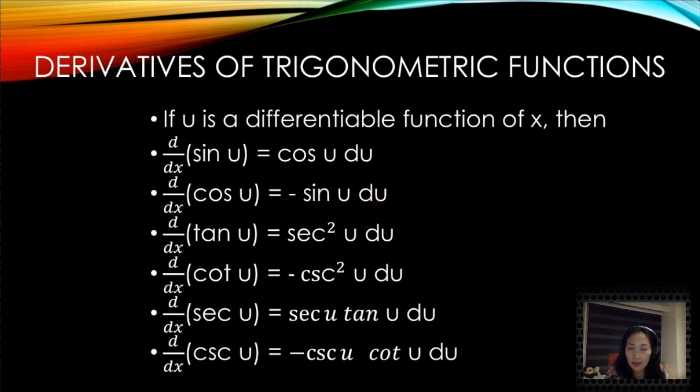Next, for tangent u, its derivative is secant squared u times du. For cotangent u, its derivative is the negative of cosecant squared u times du. For secant u, we have secant u tangent u times du. For cosecant u, the negative of cosecant u cotangent u times du. Okay, now let's move on to the next slide.